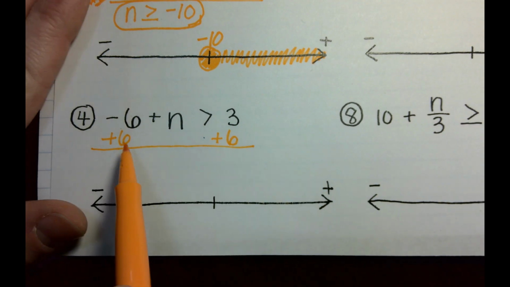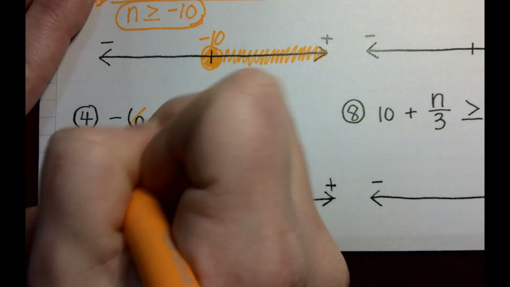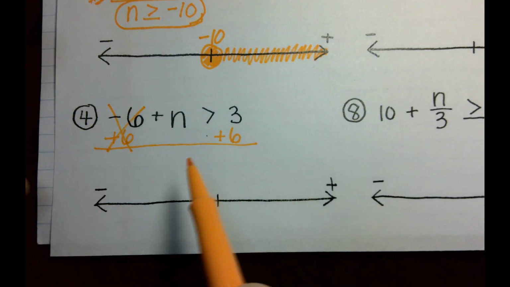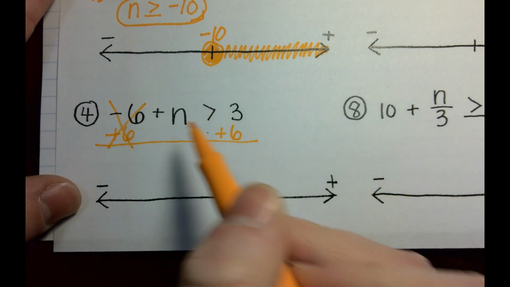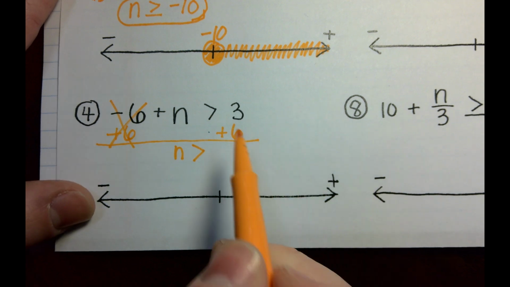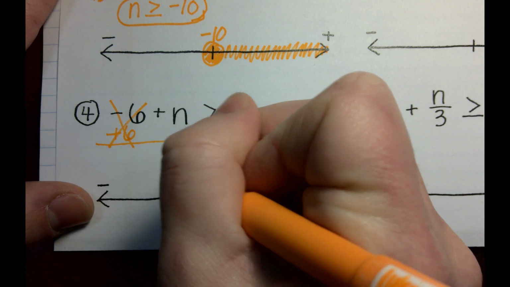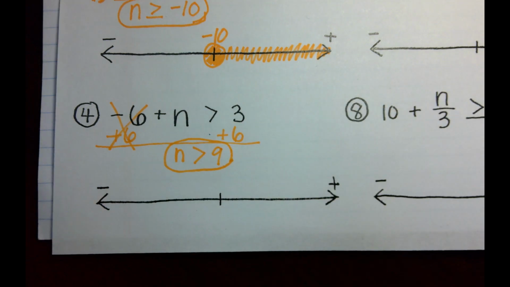And what happens over here? They cancel. Perfect. So what do I bring down? N, greater than sign, greater than 9. Yep, 6 plus 3 is 9. N is greater than 9.